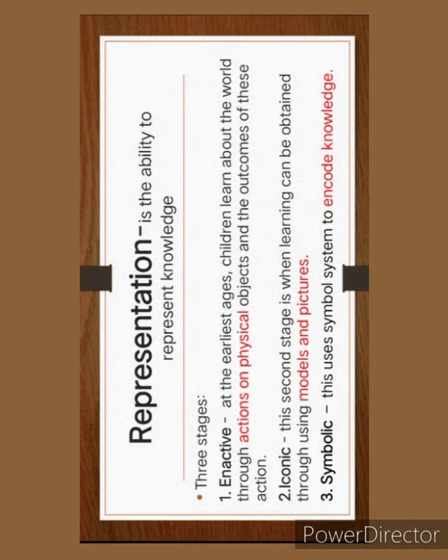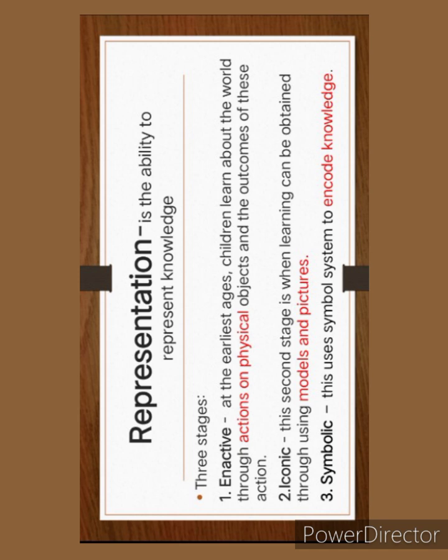Representation is the ability to represent knowledge to our learners. So, there are three stages. First is inactive representation. At the earliest age, children learn about the world through actions on physical objects and the outcomes of these actions. Okay, so in inactive representation, learners learn through actions on physical objects. For example, you teach them how to write, so you let them write so that they learn how to write. So that is my example.